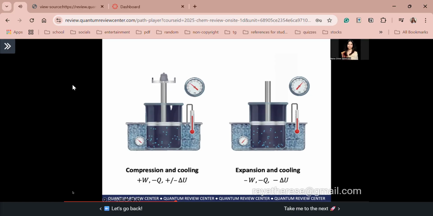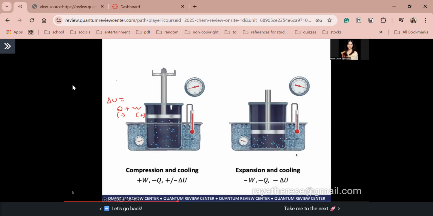Next scenario, here we have compression and cooling. So as the gas inside the cylinder, it is being cooled using ice bath. Tapos, yung weight above the piston is steadily increasing. So work is being done on the system. That's why work is positive. And then, may cooling na nagaganap. So Q is negative. Therefore, delta U will either be positive or negative depending on the magnitude of Q and W. Okay?